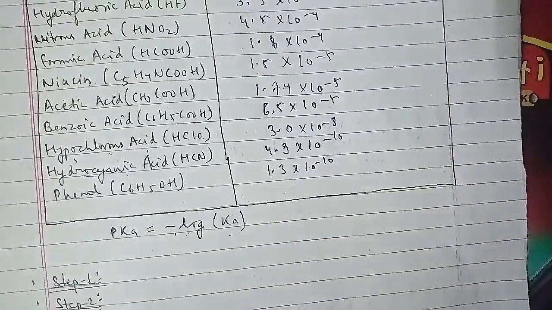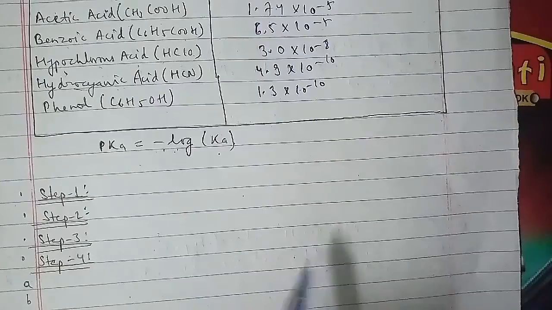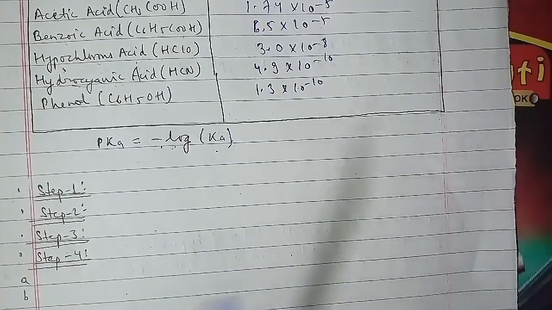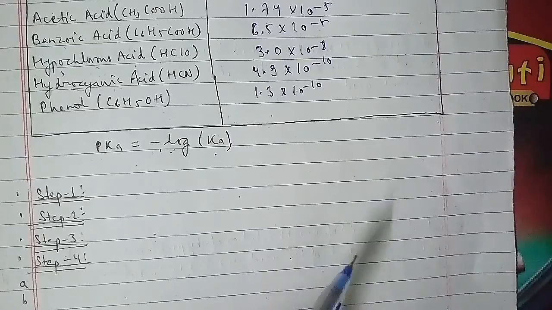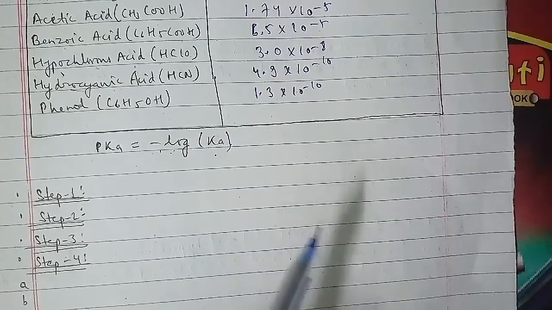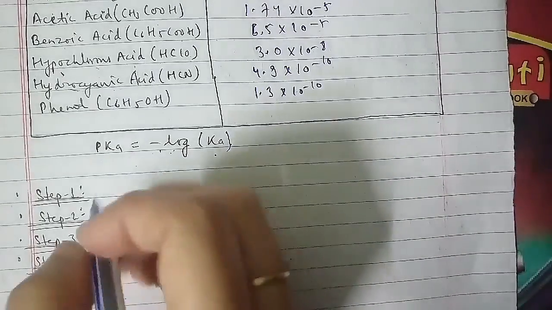The second step is to write balanced equations for all possible reactions, with the species acting both as acid and as base.